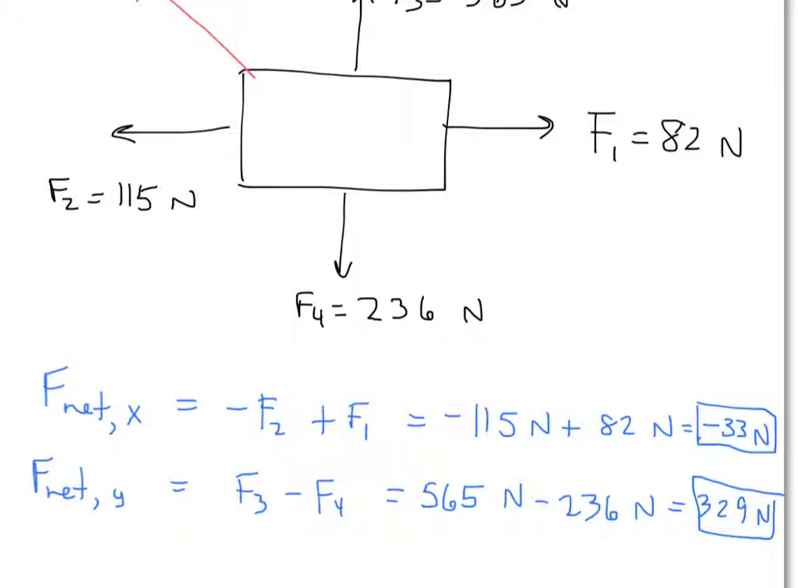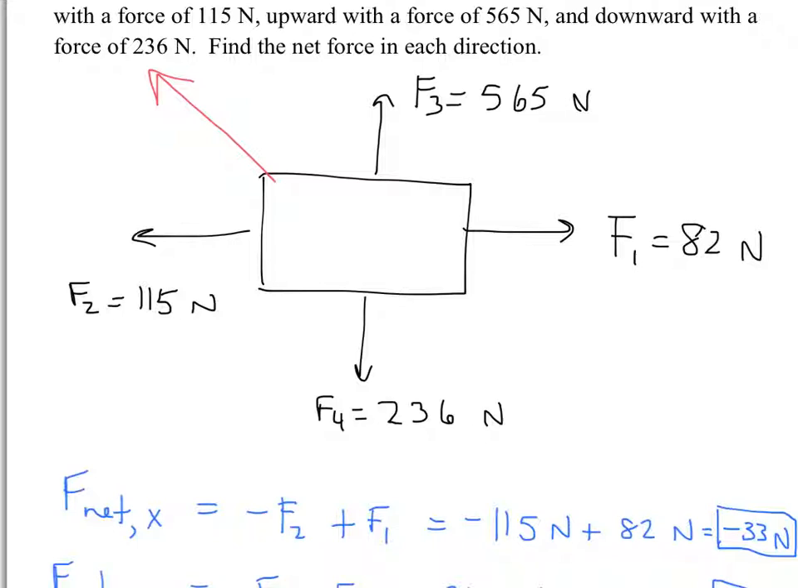Good, Josh. So he was going like this because look, this acting up is 329. Acting to the right is only 33. If I look at this as a triangle, it's acting to the left with 33, and it's acting up with 329. If I wanted to find the overall force, what do you think I'm going to really be looking for in the diagram?